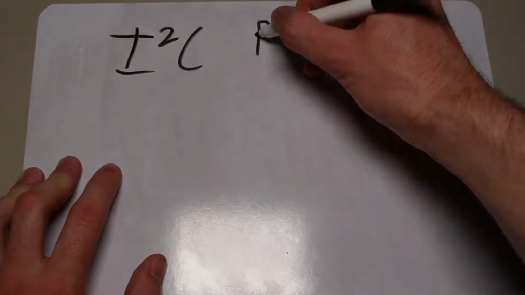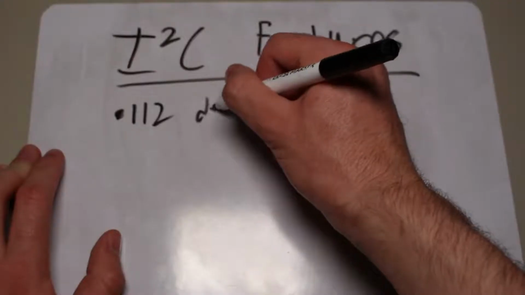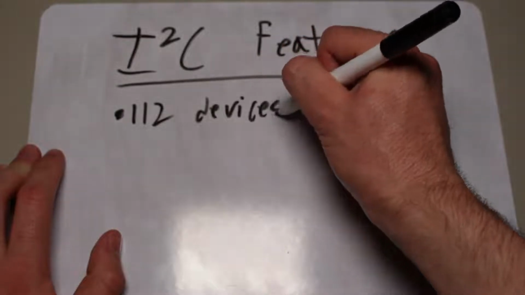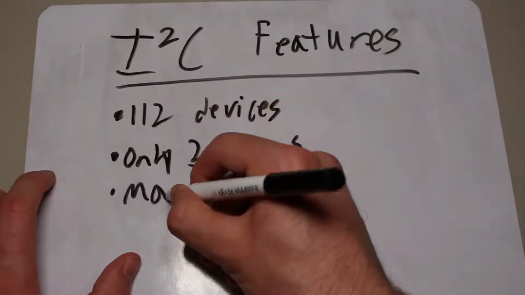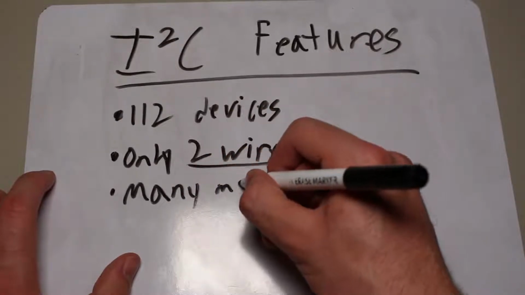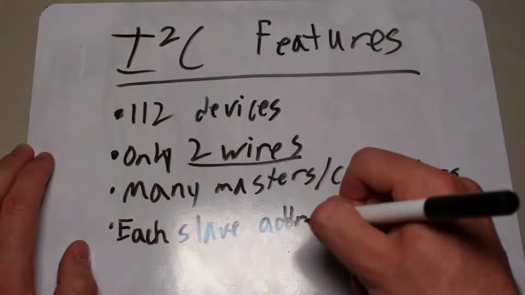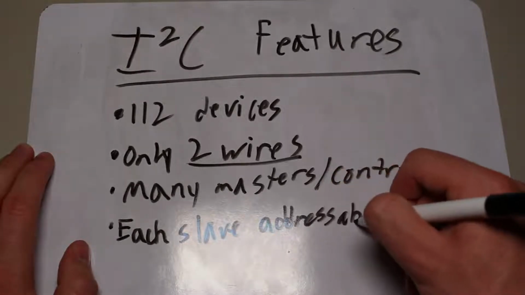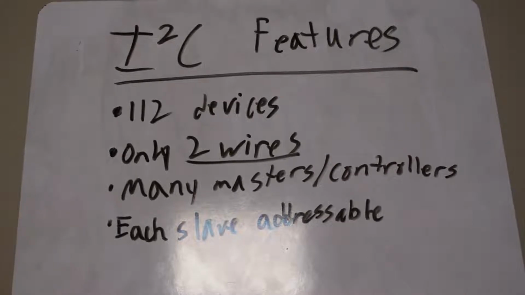First, let's understand what it can and cannot do. It allows us to have up to 112 devices on the same 2-wire bus while using 7-bit addressing. We are also able to have several masters on the same bus controlling the same slave devices. Each slave has an address so that the master can select which device it wants to interface with. The DS1307 RTC, for example, has an address of 68 in hex.